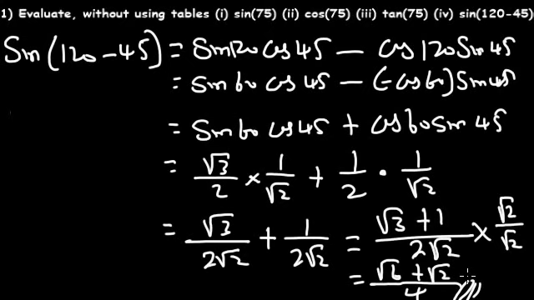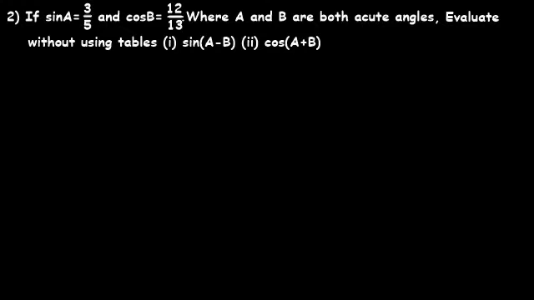Now, for our next example, we will consider the other way in which questions can come. So let's move on to example number 2. If sine A is equal to 3 over 5 and the cosine of B is equal to 12 over 13, where A and B are both acute angles, evaluate without using tables sine A minus B and cosine A plus B.